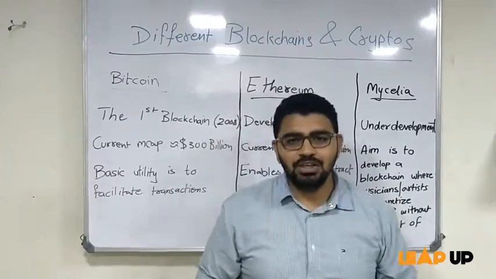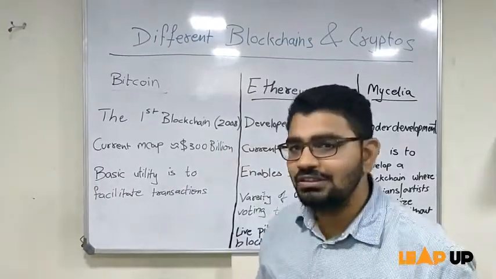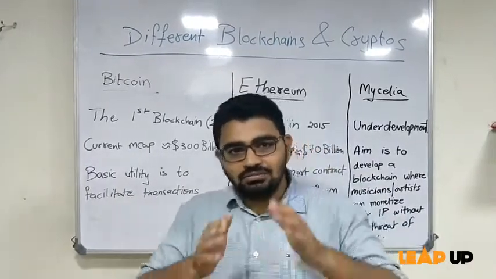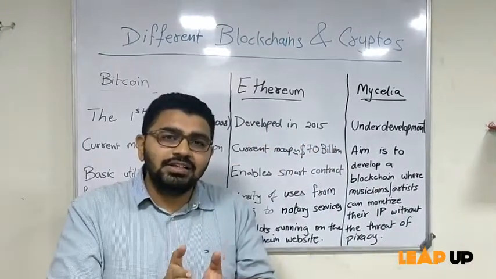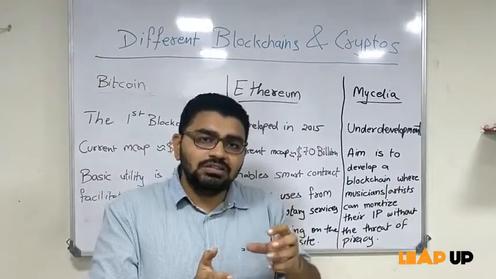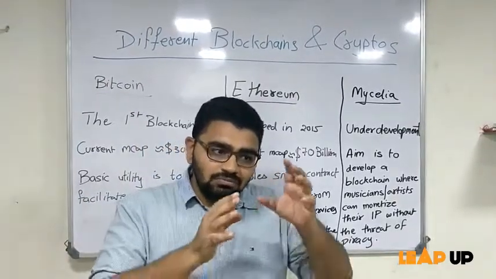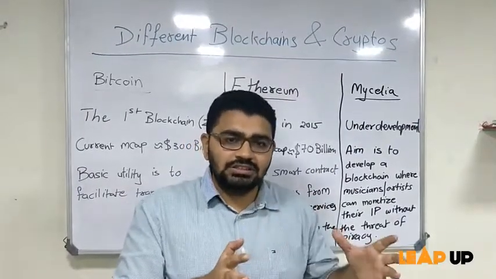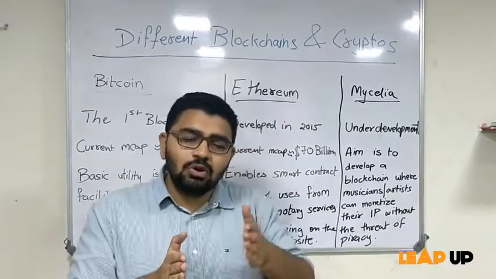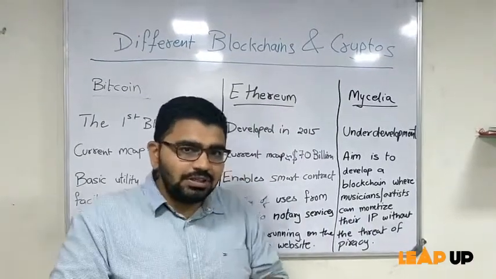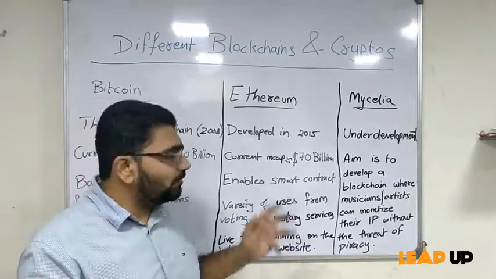Today we will be speaking about different cryptocurrencies and different blockchains. As you know, blockchain is the basic underlying technology in which there is a token known as the cryptocurrency. Therefore, today in the world around 1400 different blockchains exist and each of these blockchains has its own cryptocurrency. Today we will be talking in depth about three of them.